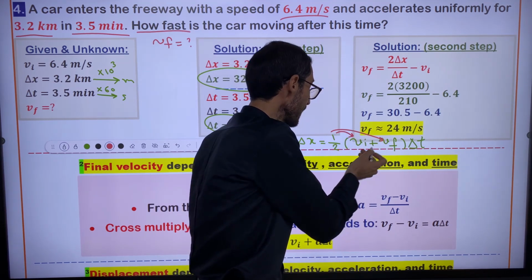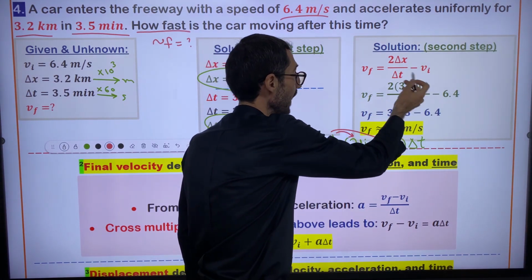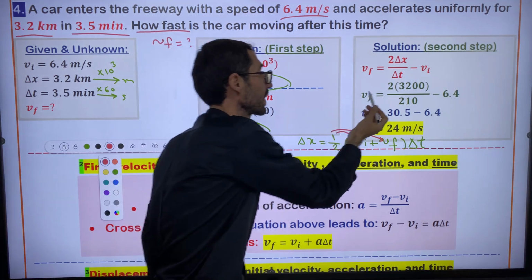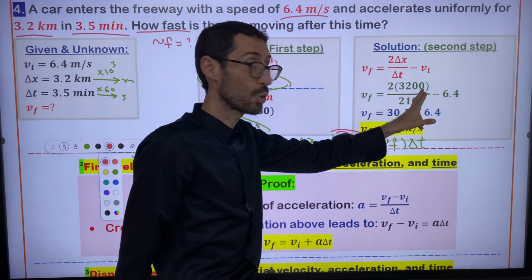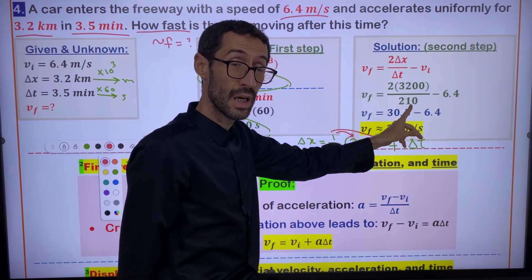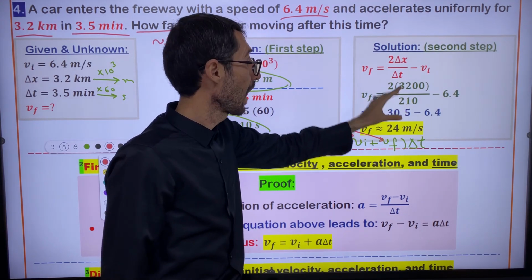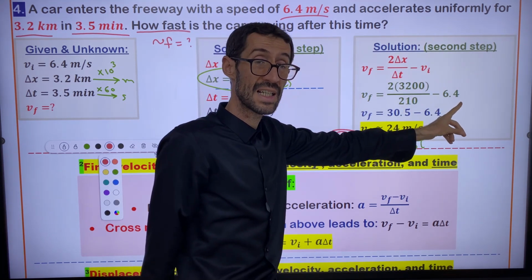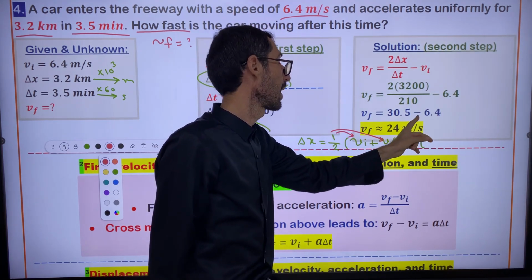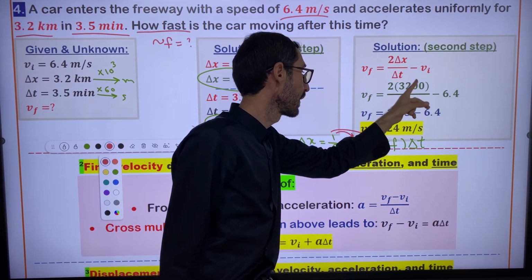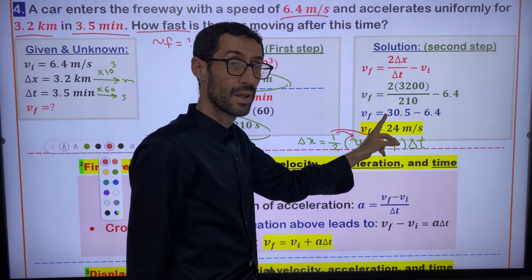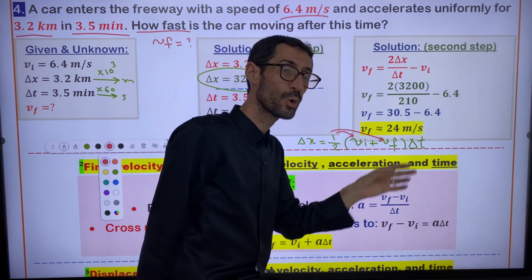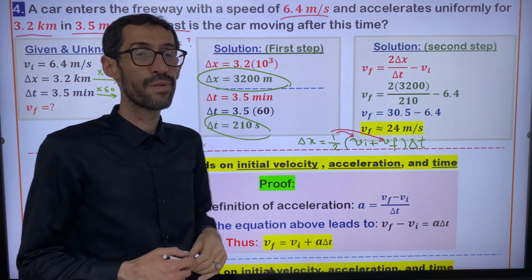Right. Firstly, I want you to simplify the fraction. I want you to multiply 2 by 3,200 and after that divide by 210. After that, you have to subtract 6.4 from the result like this. The result of the fraction will be 30.5 minus 6.4, and the answer is approximately 24 meters per second. This is the final velocity.